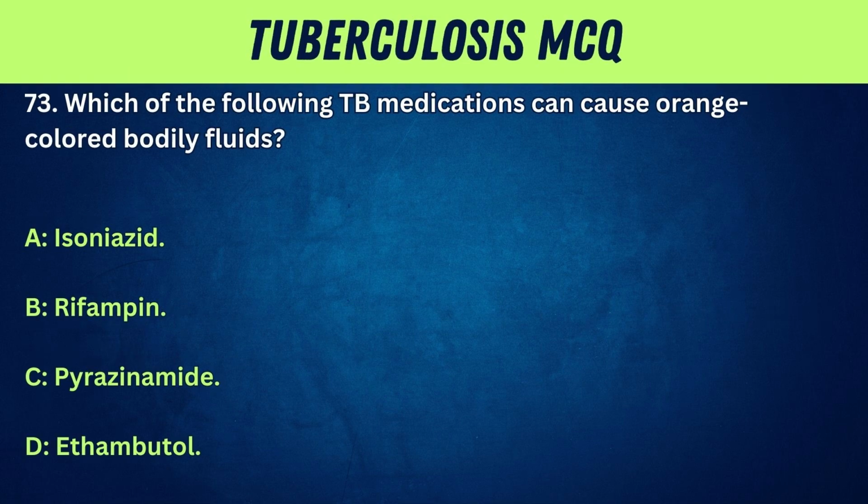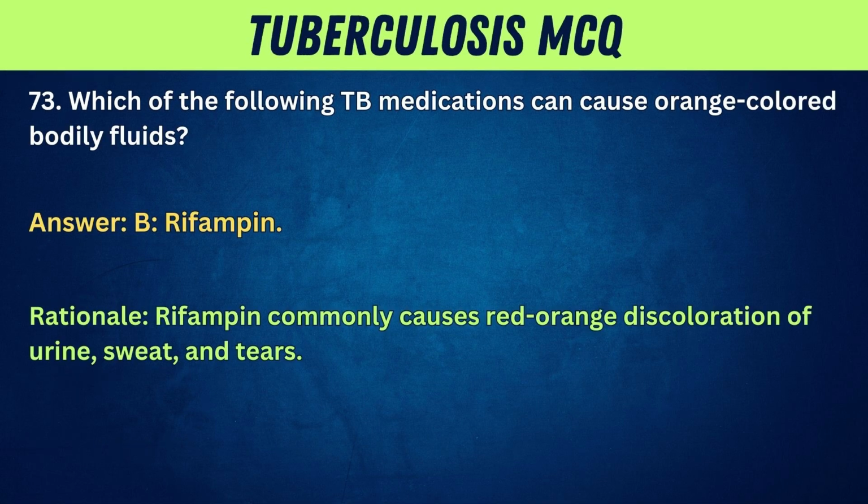73. Which of the following TB medications can cause orange-colored bodily fluids? A. Isoniazid. B. Rifampin. C. Pyrazinamide. D. Ethambutol. Answer: B. Rifampin. Rationale: rifampin commonly causes red-orange discoloration of urine, sweat, and tears.